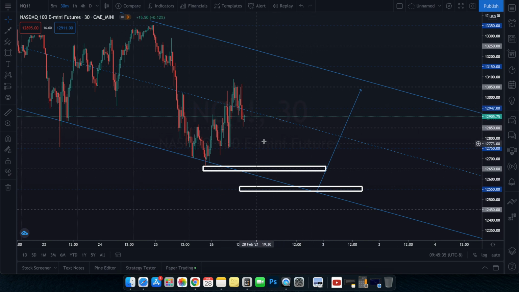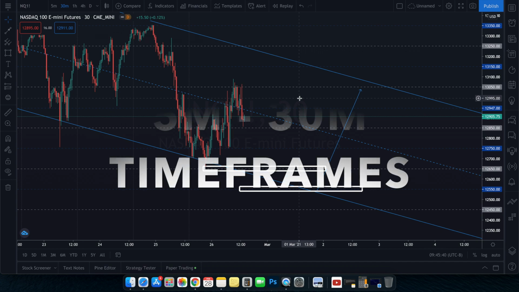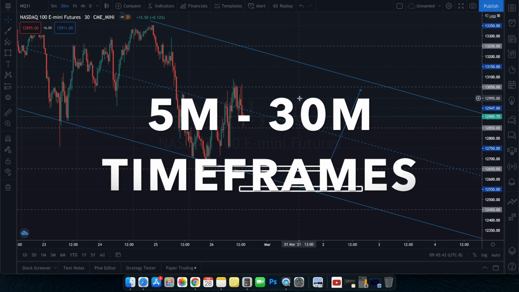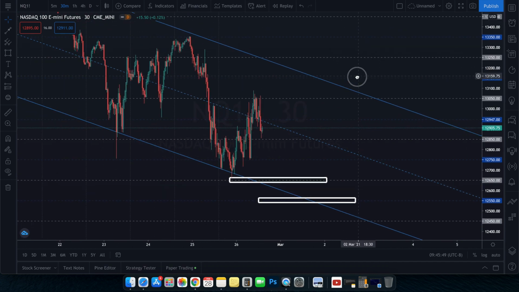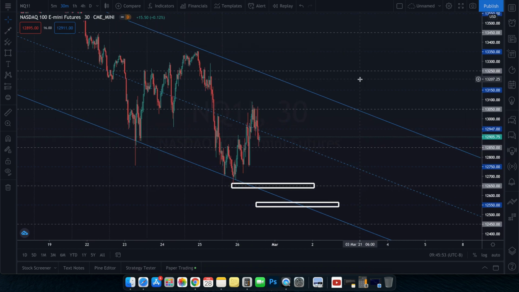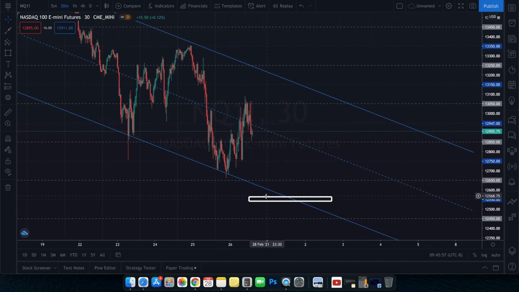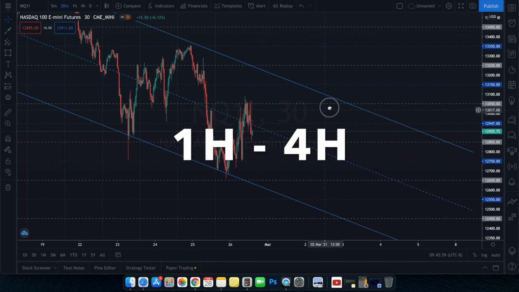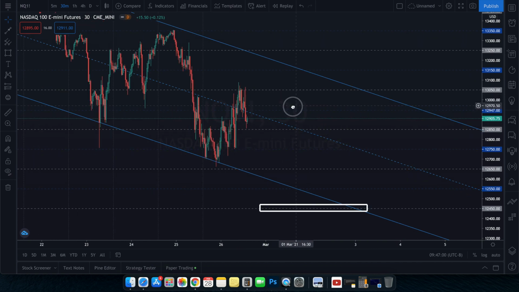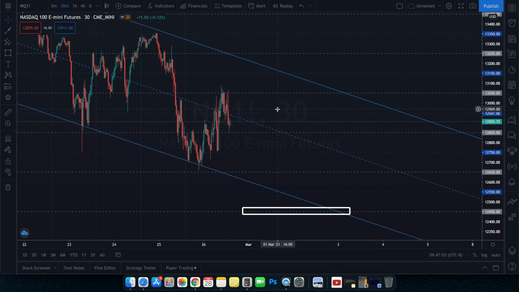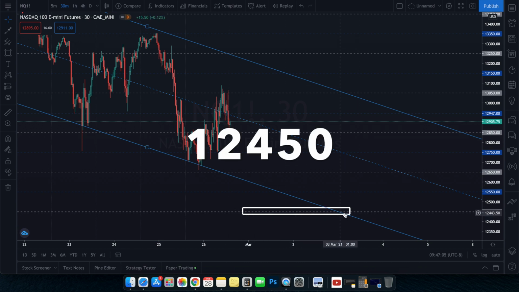And these are pretty much all the levels that you should be looking at if you're trading between 5-minute and 30-minute charts. If you want to look at the deeper levels, I'm going to show you what I'll be looking at for traders that use 1-hour charts and above. So the first level we want to look at for any potential bounces is going to be 12,450, and I'm going to show you exactly how I got to that level.